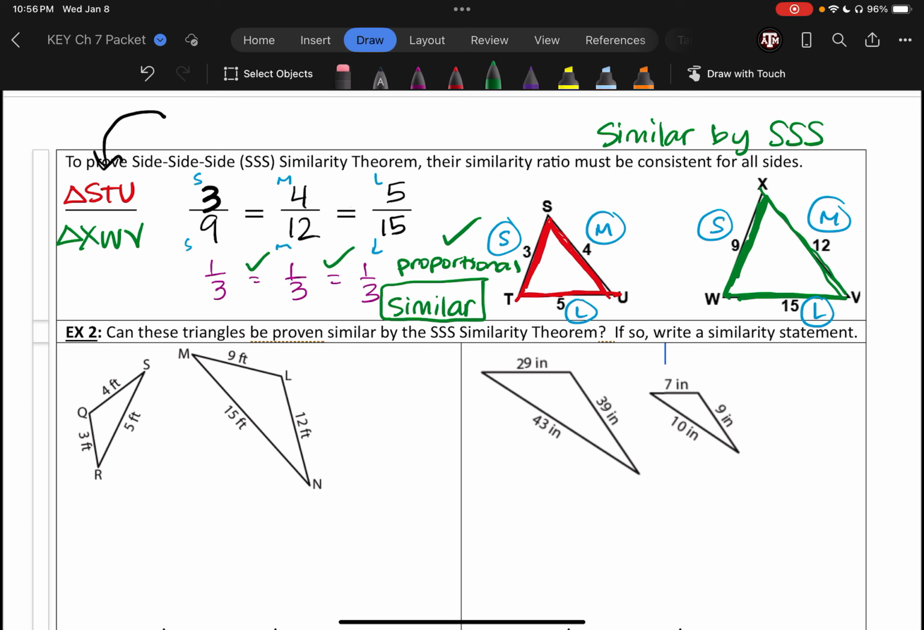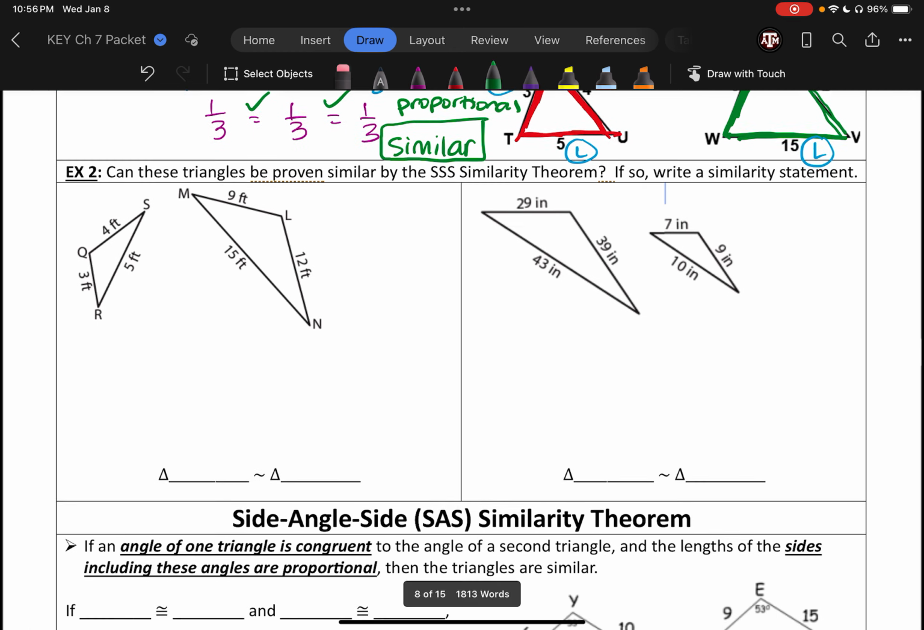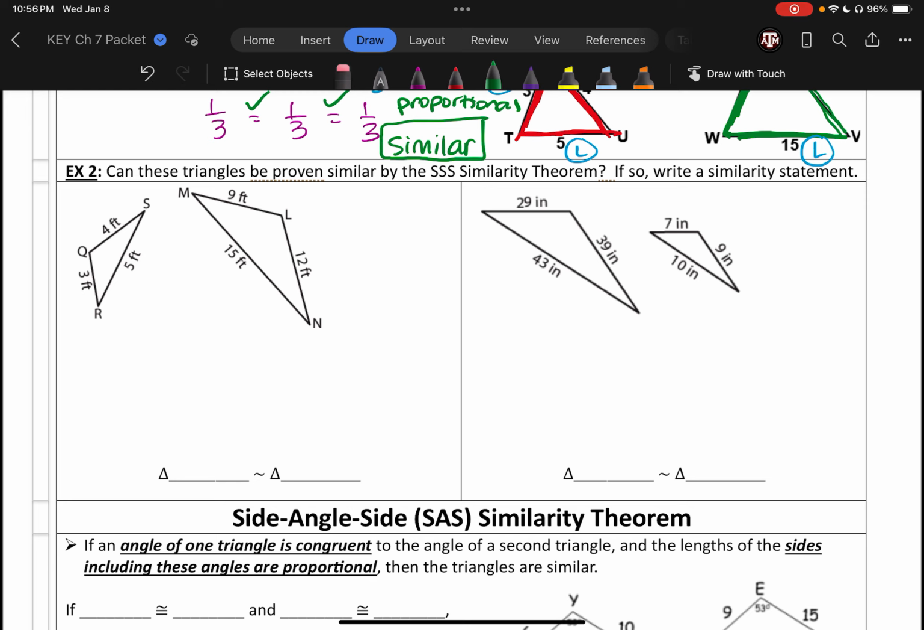All right, so example 2. We'll try to do both here. If we see that this is taking a little bit too long, then we'll just do one of them. It says here for example 2, can these two triangles be proven similar by the side-side-side similarity theorem? If so, write a similarity statement. So we're checking, do I have side-side-side? Here, what I'm checking is, are my corresponding sides proportional?